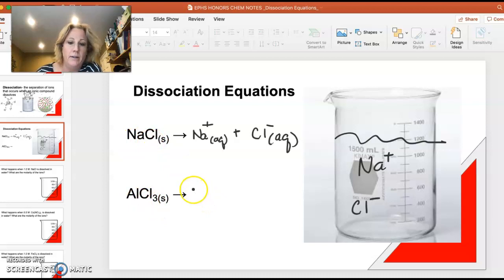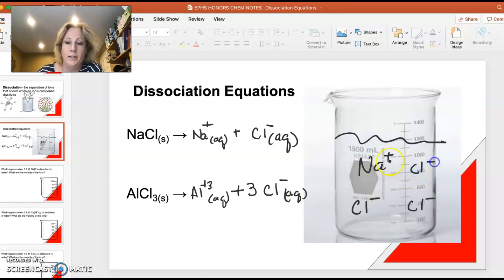Aluminum chloride could be similar, so aluminum will break up and get surrounded by the water. But this time, you're going to have not just one, but 3 of those chlorides. And we're going to put the 3 in front because they're actually literally 3 of them, and they're not together anymore. And then this would be that aluminum plus 3.